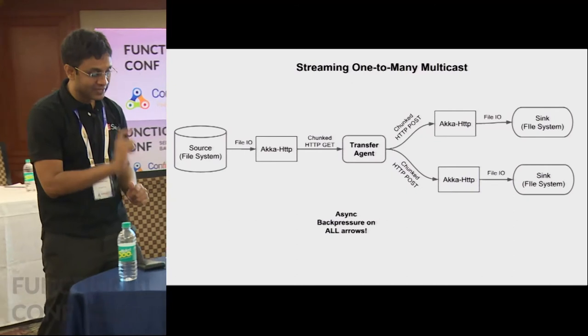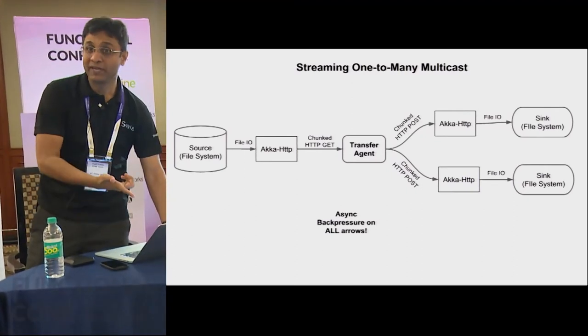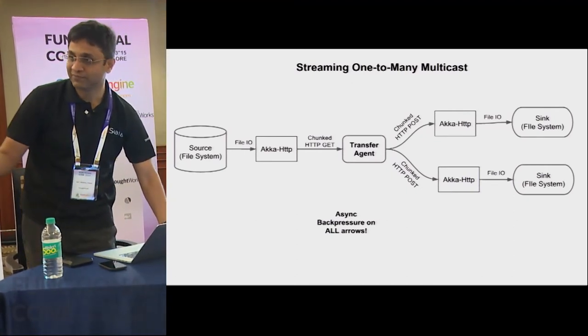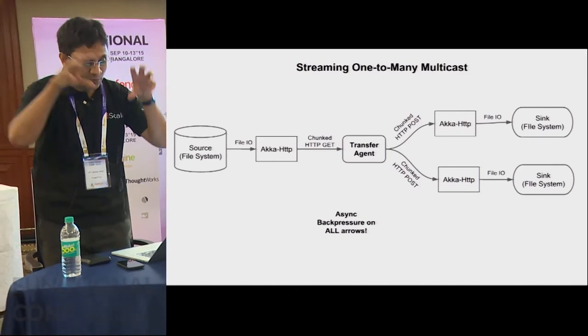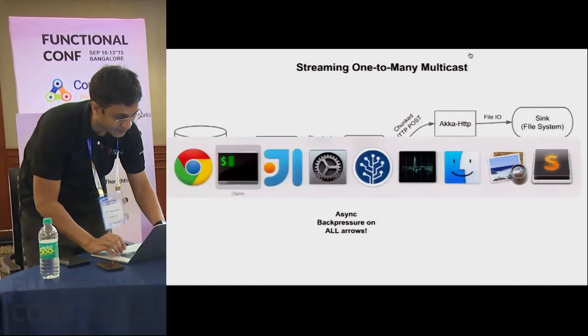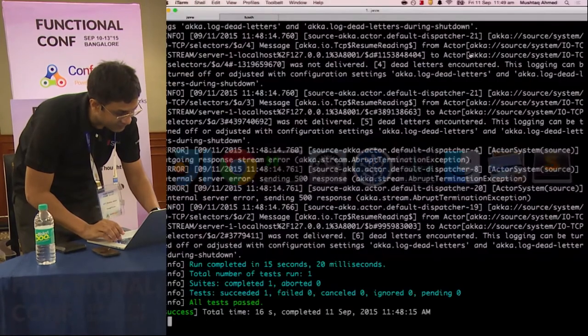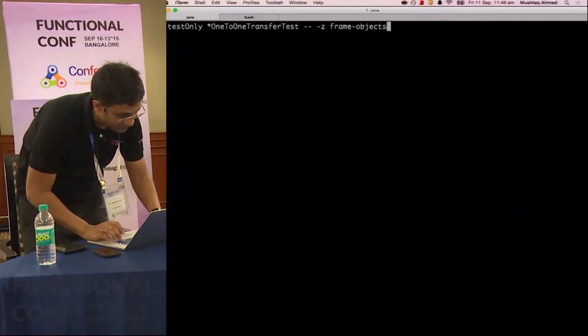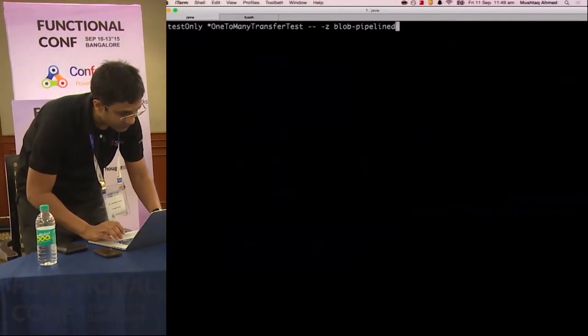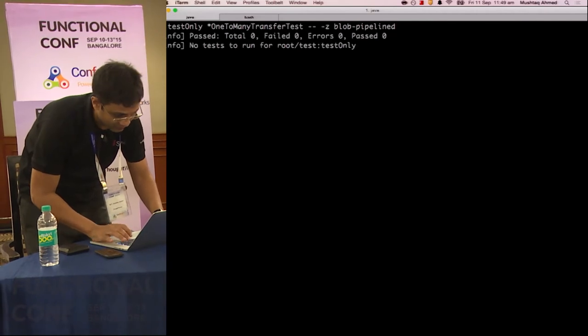So we are going to run this. And this is even more complicated. So there are three HTTP servers, the three-side file IOs, and there is one transfer agent with three connections, right? Now, if I run this, one-to-many transfer.